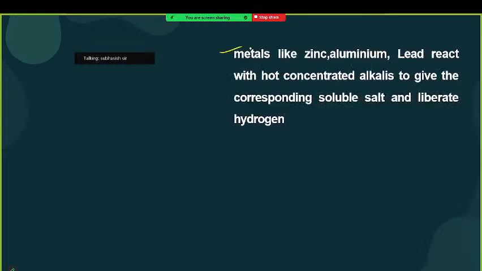Metals like zinc, like aluminium, like lead, react with hot concentrated alkali to give the corresponding soluble salt and liberate hydrogen. So this type of metals like zinc, aluminium, lead, etc., react with acid to form salt and water, and they also react with base or alkali to form salt and water. That's why they have some exceptional character. That is, they react with both acids and bases with the formation of salt and hydrogen.